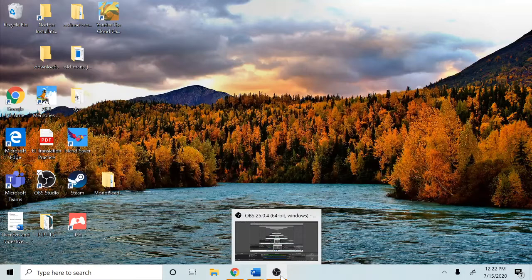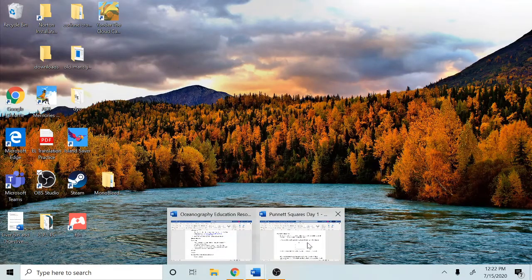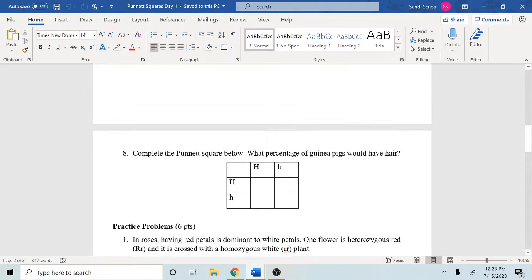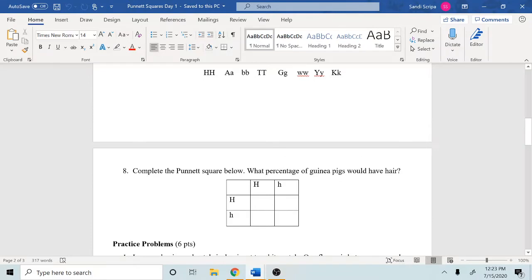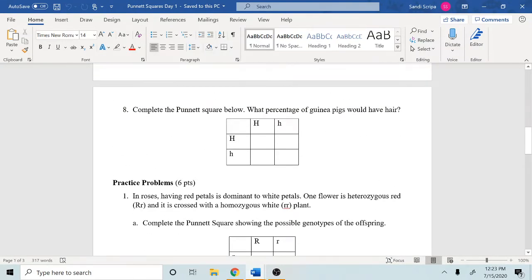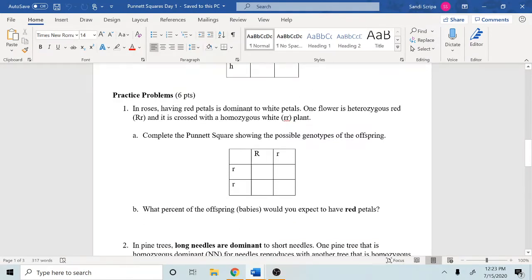All right, so let me see if I can do a couple of problems with you. So let's do number 1 on the practice problems, because they do this number 8 in the video. So let's do number 1. And the general idea with this is it tells you what traits the parents have, and your job is to find out what their babies would look like.